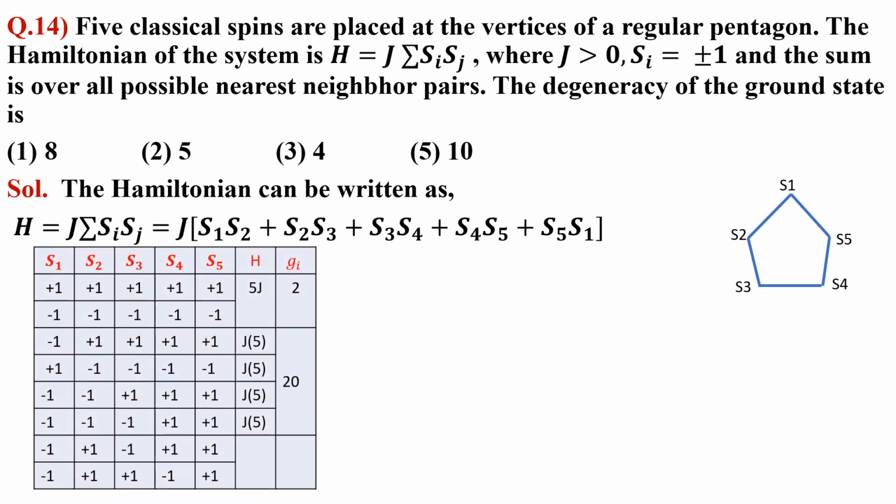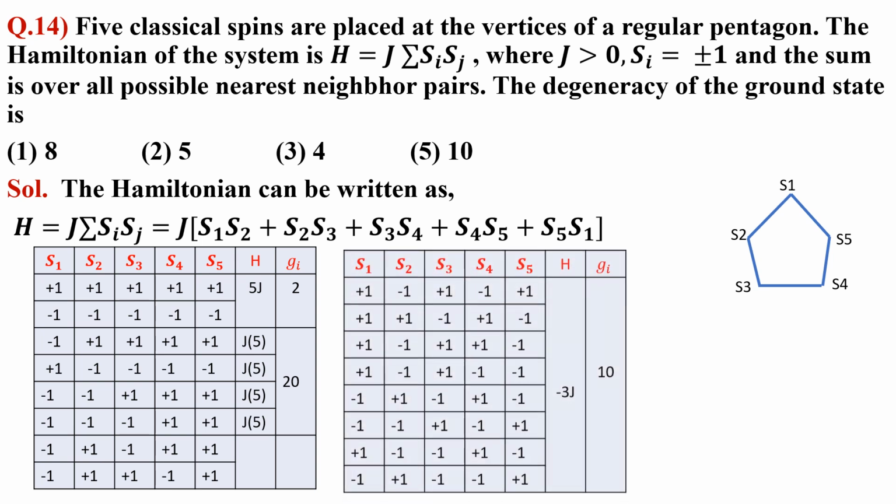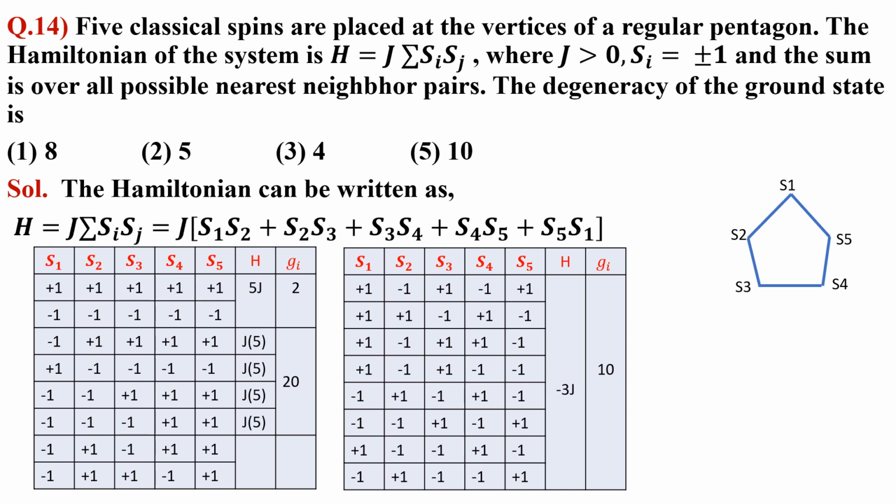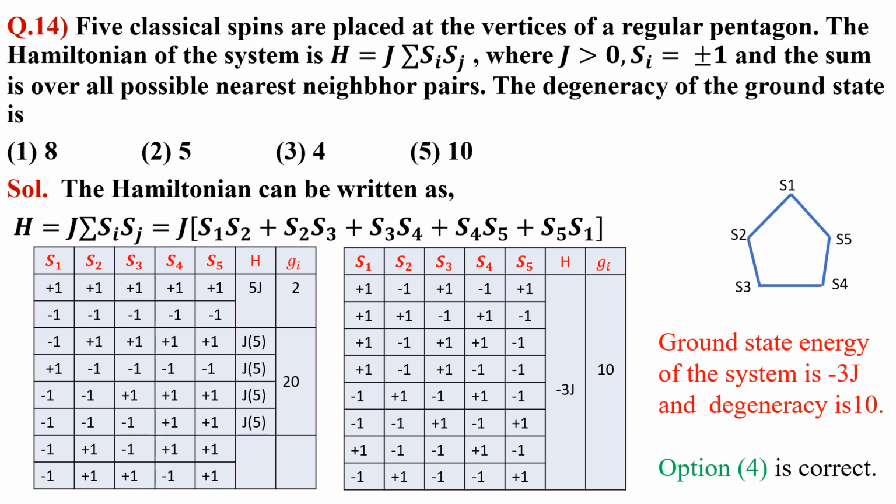So, making the table of all possible combinations, in table 1 you can see the highest energy is 5J, which has degeneracy 2, and the second highest energy equals J, which has degeneracy 20, and the ground state energy equals minus 3J, which has 10 possible combinations. So the degeneracy is 10. So the ground state degeneracy is 10. Option 4 is correct.